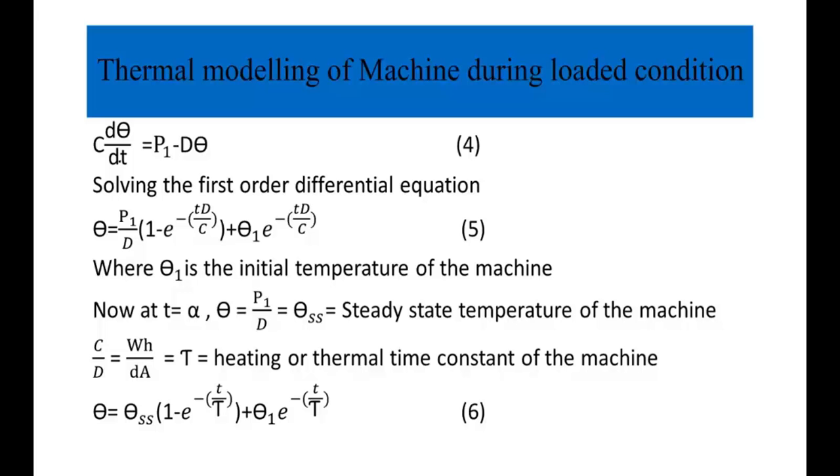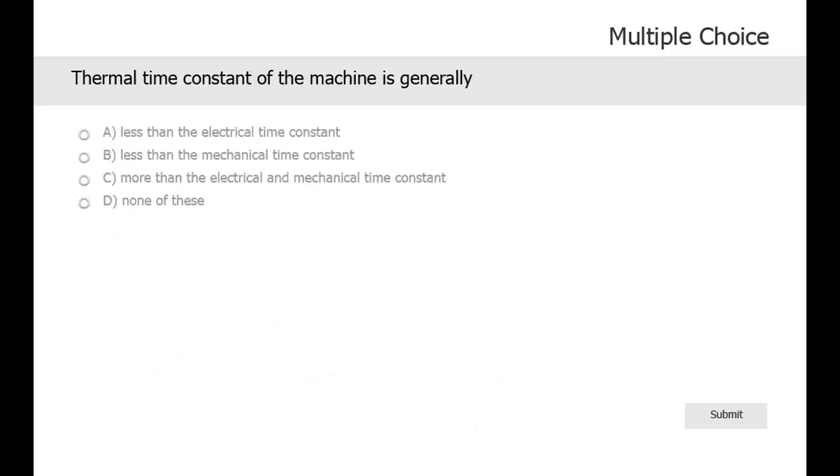This equation number 6 will give the temperature of the machine based on the operation duration of the machine. If the machine is operated for some duration of time t, then it will give the temperature of the machine after that time. So equation number 6 is valid only for loading condition.